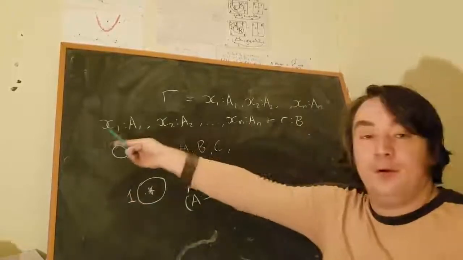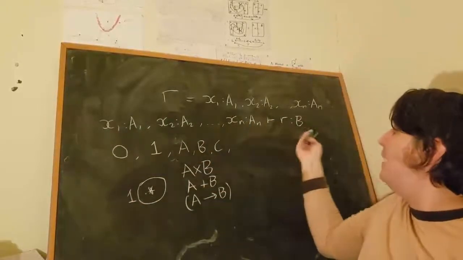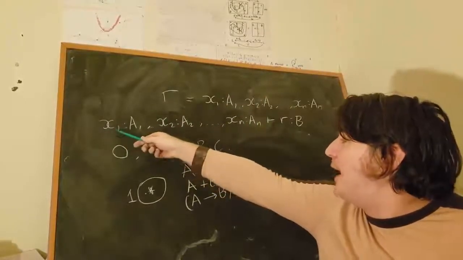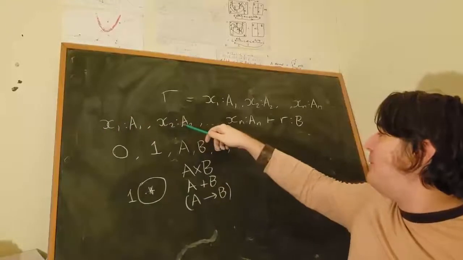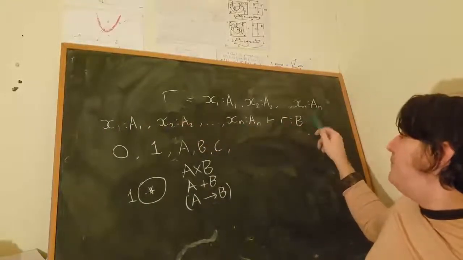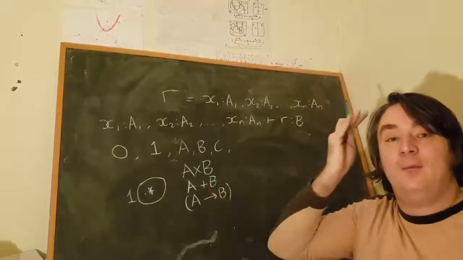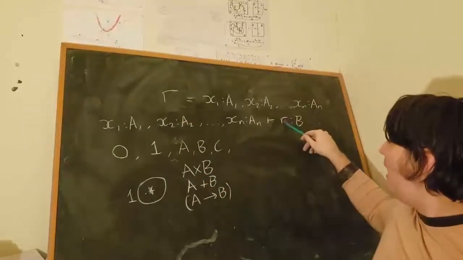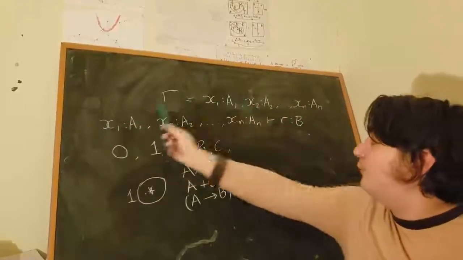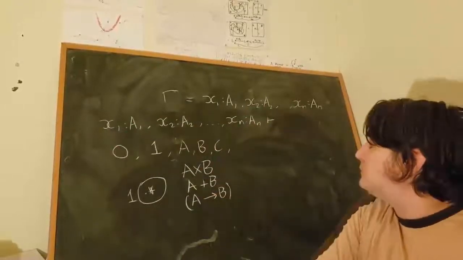So here's a typical example of a judgment. What we're saying is that in this context where we have these variables x1 of type A1, x2 of type A2 and so on, we have this term R of type B. So what we're really saying here is that we have this so-called term R of type B, and that it may depend upon these sorts of variables.